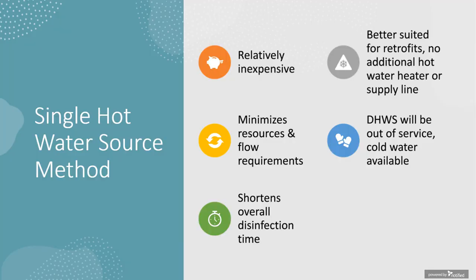So in summary, the single water source is relatively inexpensive. You basically have a hot water source that has 2 output temperatures. This is better suited for retrofits than the next example we'll go over because it doesn't require an additional hot water heater or supply line. Because it's automated, it minimizes the resources required and also shortens the overall disinfection time. The other thing to keep in mind is that the domestic hot water source will be out of service while you're doing this process.